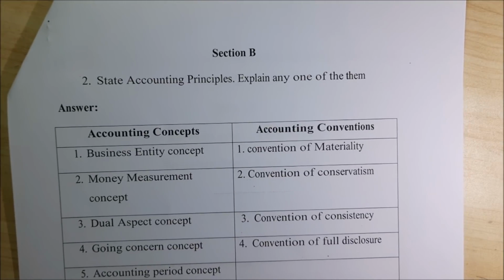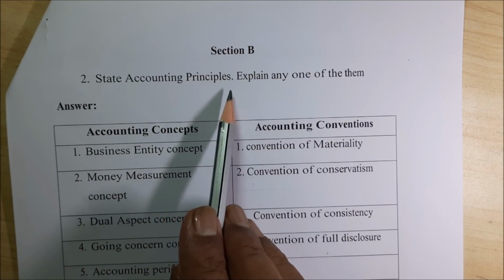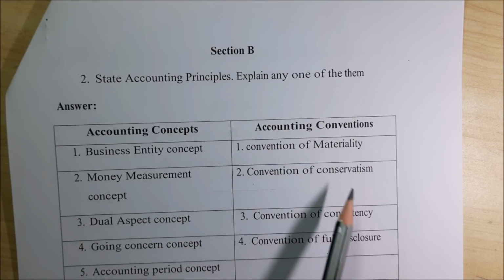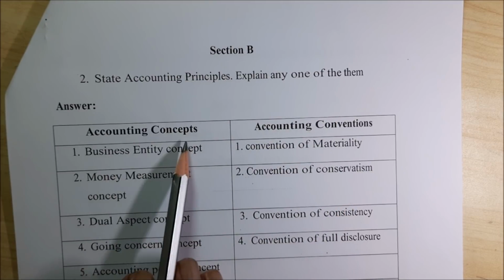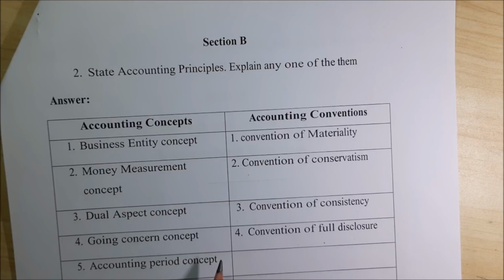Now section B. Second question. State accounting principles. Explain any one of them. Say it is very simple. I have given you the accounting concepts and accounting conventions. They are all accounting principles.